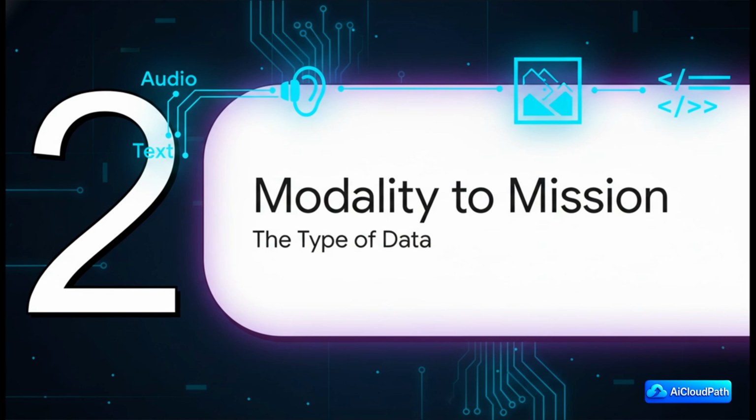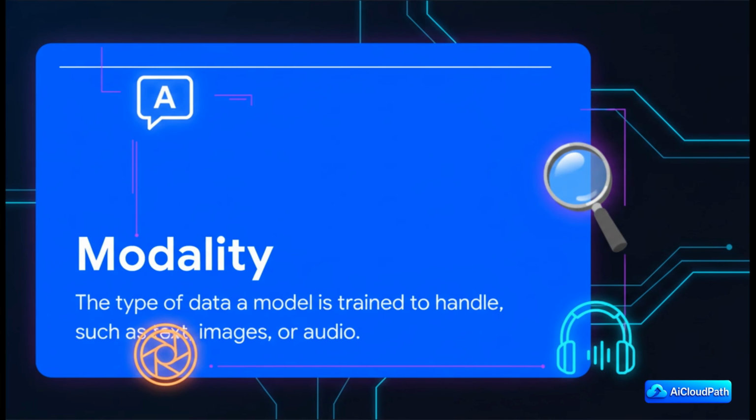Well, the first thing, and I mean the most fundamental question you have to ask yourself, is what kind of data are you actually working with? This leads us straight to a super important concept called modality. So what is modality? Put simply, it's the type of data the model understands. You can think of it as the language your model speaks. Is it fluent in text, images, audio? You absolutely have to match the model's native tongue to the data you're feeding it. It's like the most basic step one requirement if you want to get anything useful out of it.